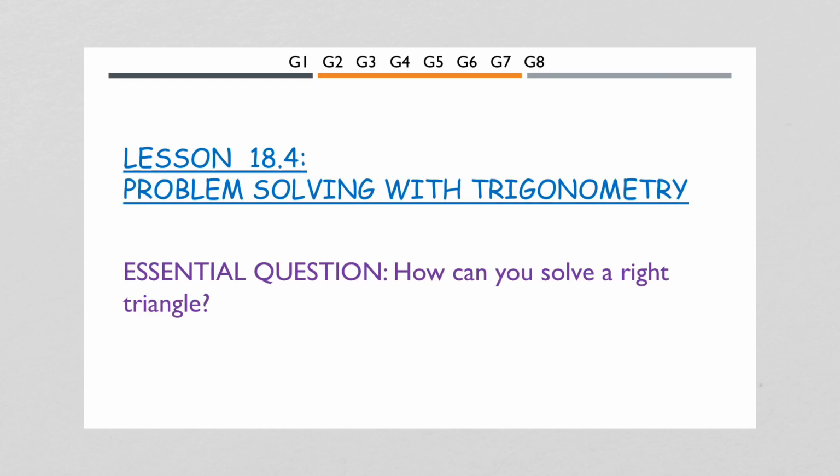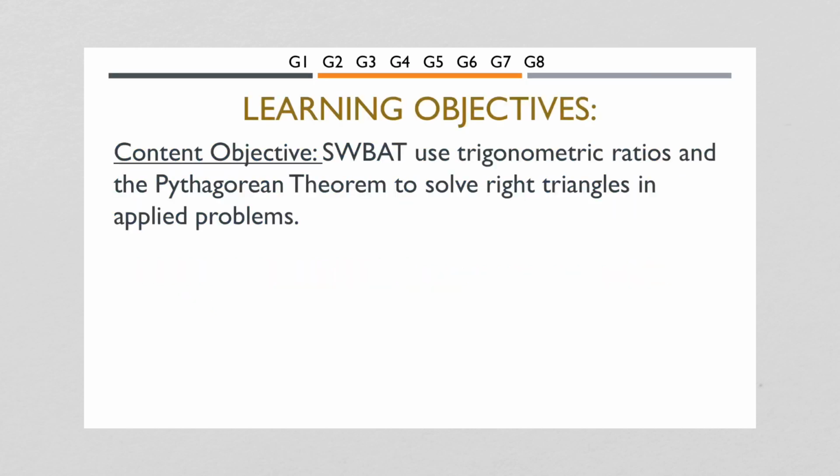All right, lesson 18.4 is titled Problem Solving with Trigonometry. And the essential question says, how can you solve a right triangle? Well, you guys have worked with right triangles already. You guys use trig, sine, cosine, tangent, and you guys have used Pythagorean theorem. So today's lesson is a combination of strategies you've already learned. The learning objective says students will be able to use trigonometric ratios and the Pythagorean theorem to solve right triangles in applied problems. So notice that it says right triangles.